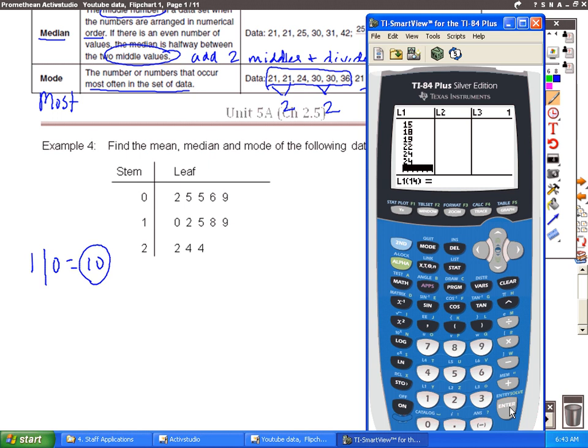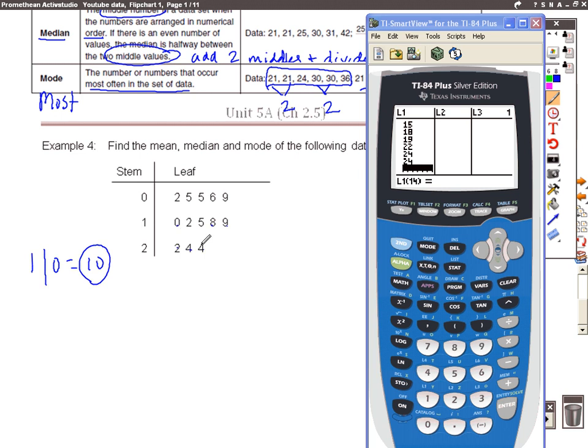Okay, so let's make sure I have this. It says I have 14 pieces of data. Let's make sure: 1, 2, 3, 4, 5, 6, 7, 8, 9, 10, 11, 12, 13. Oh no, it's waiting for 14, so we're good to go.